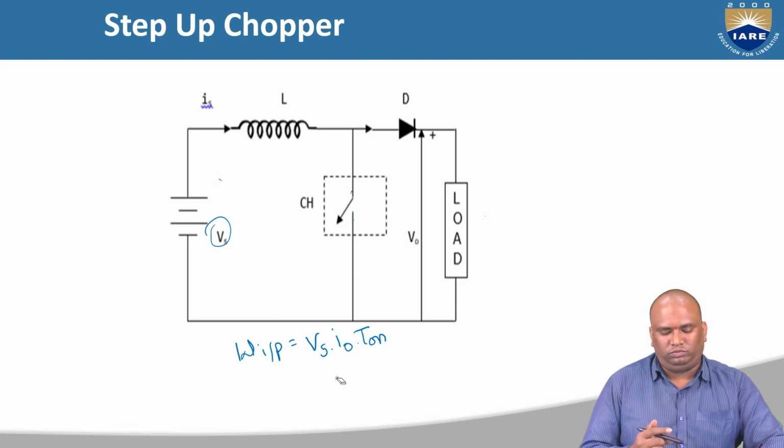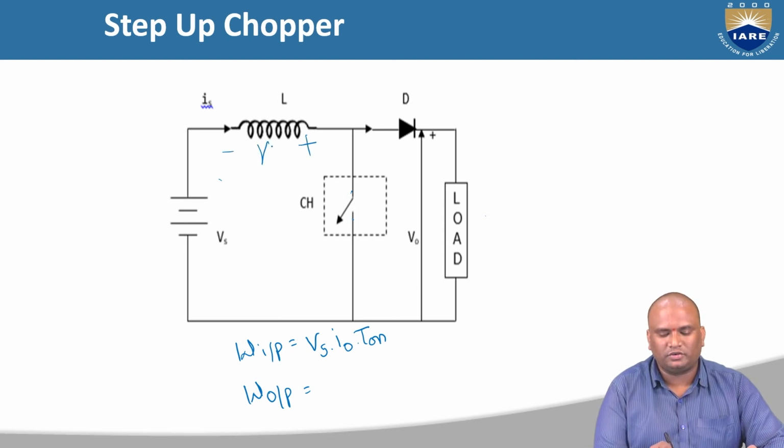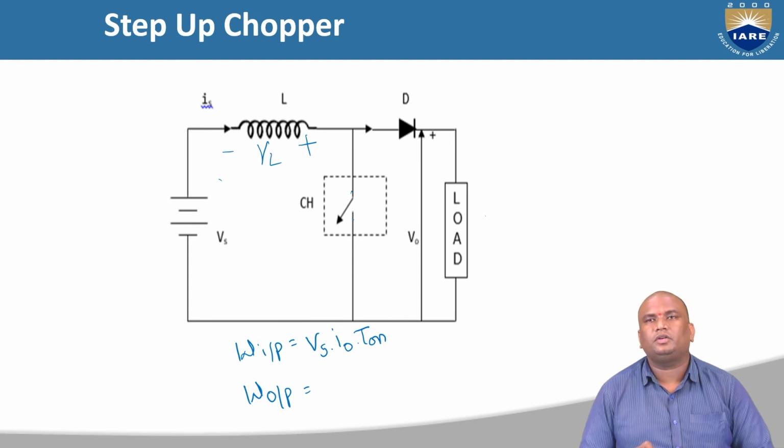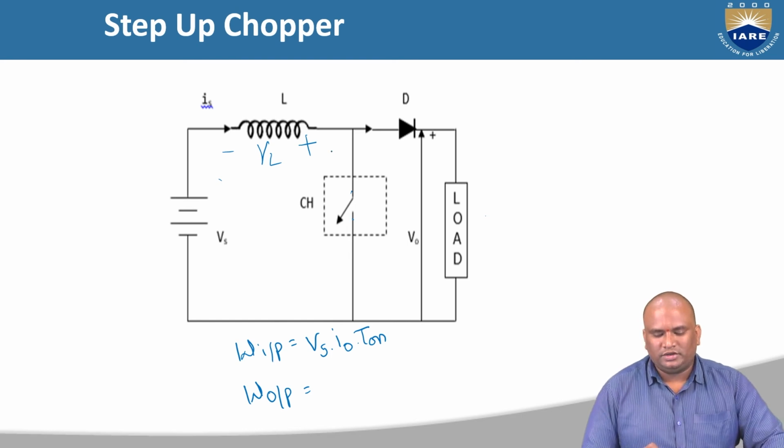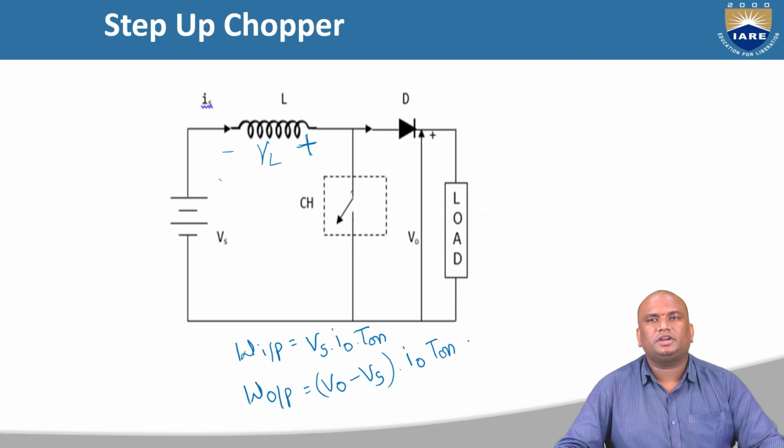And the energy output from the inductor: once the chopper is off, the inductor voltage is going to reverse its polarity. So the inductor voltage will be equal to V0 minus Vs, because this terminal is positive. So V0 minus Vs is the voltage across the inductor, into I0 into T off. Under steady state condition, the energy input is equal to the energy output, because we are assuming that the inductor is a lossless device.